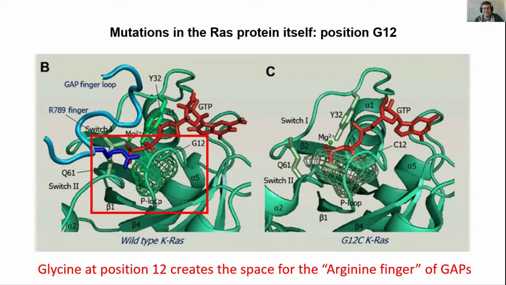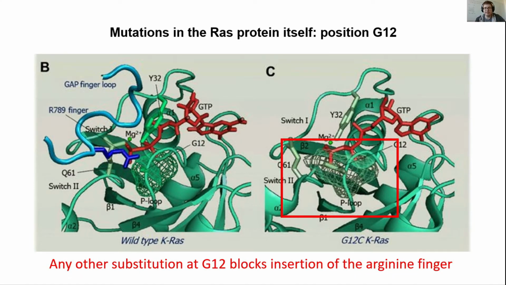And glycine basically is like a blank amino acid. It's just a hydrogen. There's no methyl groups. There's nothing there. And so any other substitution for glycine in this position just blocks the insertion of this arginine finger into that slot because there's just not enough space for this arginine residue to get in there and do its job.